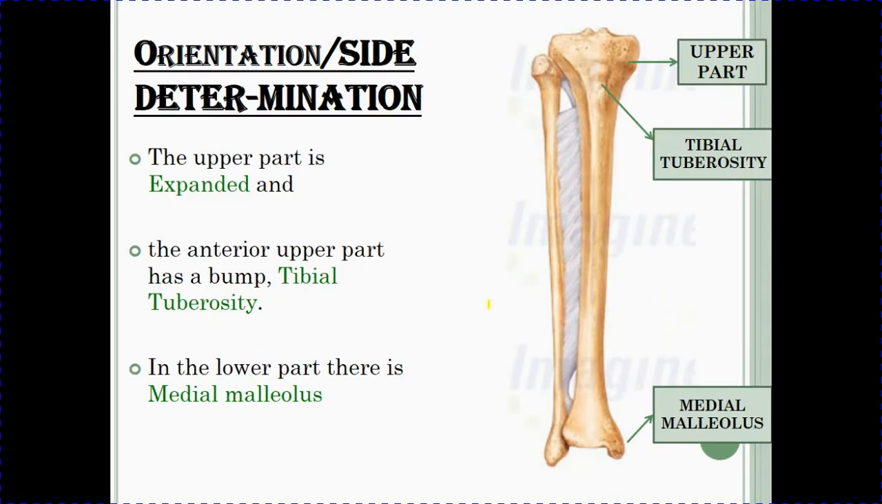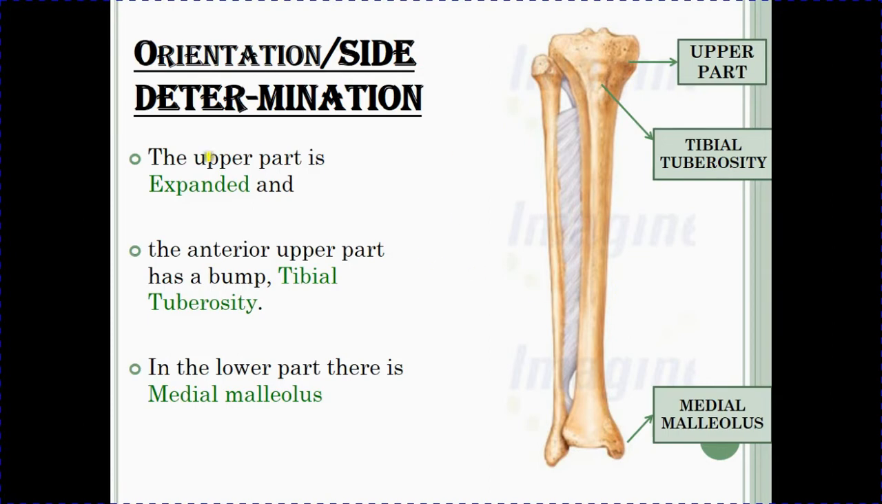The orientation, side determination of the tibia. Now tibia is a long bone and it has basically three parts: an upper part, also called the upper end, a lower end, and a shaft. So how are you going to determine whether this bone belongs to the right side of the human skeleton or the left side? You should memorize a few points.